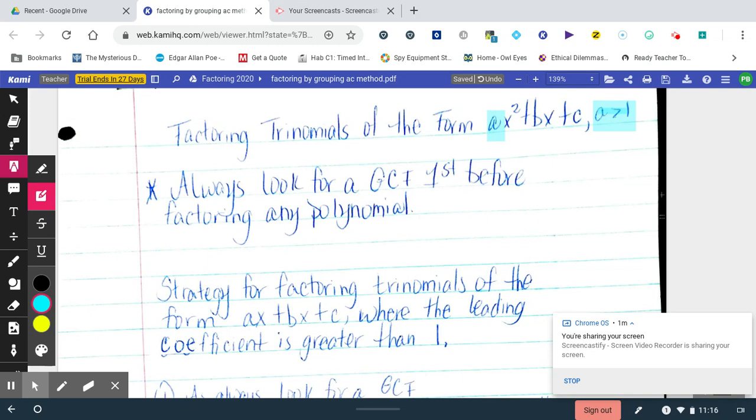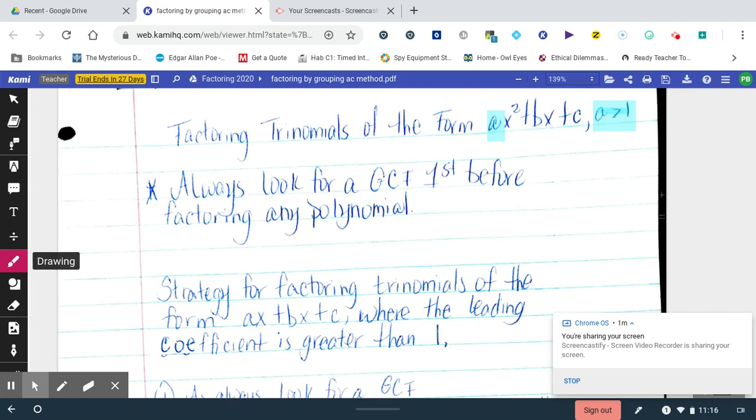You're still going to use an x method, but it's going to be a different x method. The one prior to, you just put the constant, which was c, in the top of the x and b in the bottom of the x. All right, but let's get into how we factor these where your leading coefficient is something other than 1.